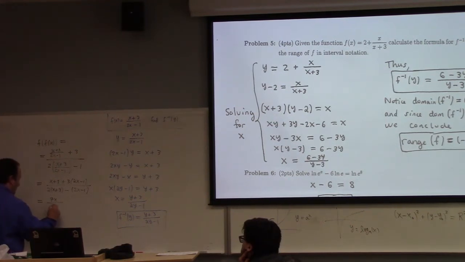Over 7, which is x again. Yeah, no, that's not a mistake. f of x composed with f of x is x again. That means f of x is its own inverse.